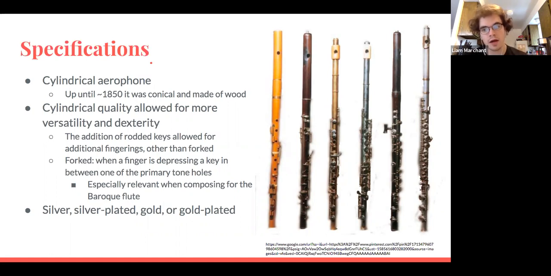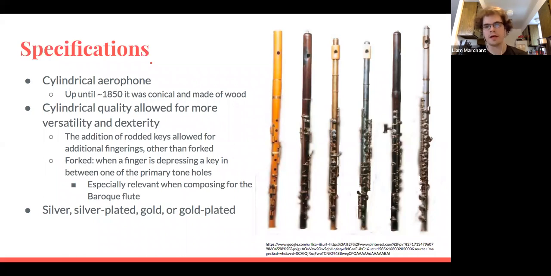The addition of rotted keys allowed for alternate fingerings to be used other than the fork fingerings that are used on the Baroque flute. Fork fingering is when a tone hole is depressed other than the original or the primary tone hole. So if you're composing for Baroque flute, you have to consider finger choreography, similar to how you would use finger choreography in writing for piano.